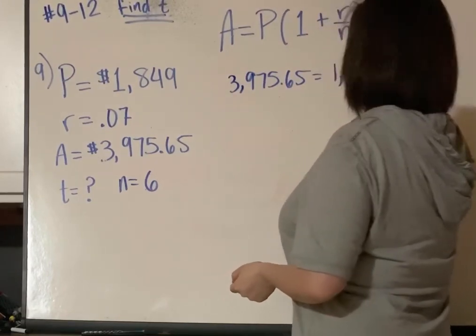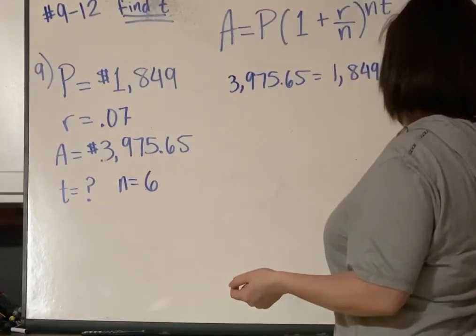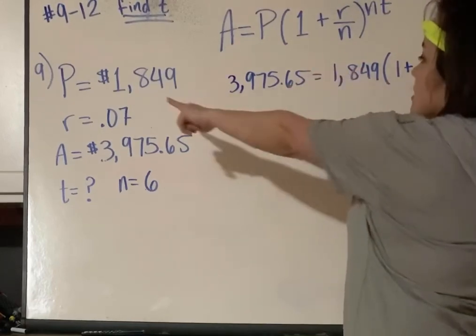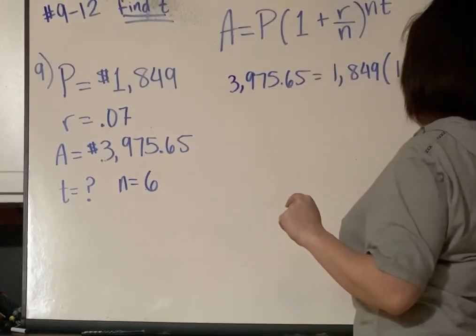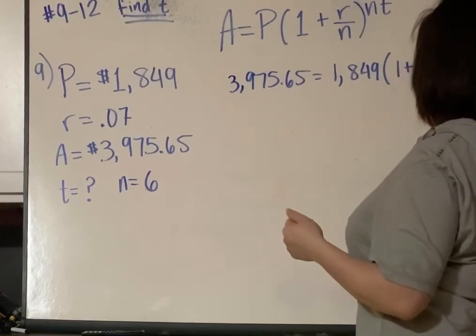And then my P, my initial amount, was 1,849. Using my formula, these are all going to be growth, by the way. That's what the plus shows. Your money's going to grow. My rate was 7%, so I'm going to say 0.07. It said 6 times per year, so that's my n.